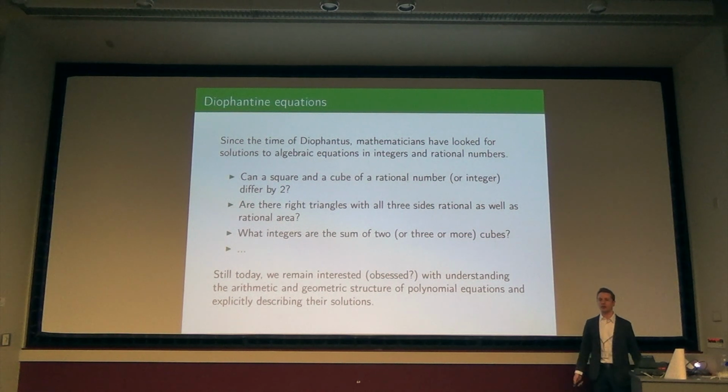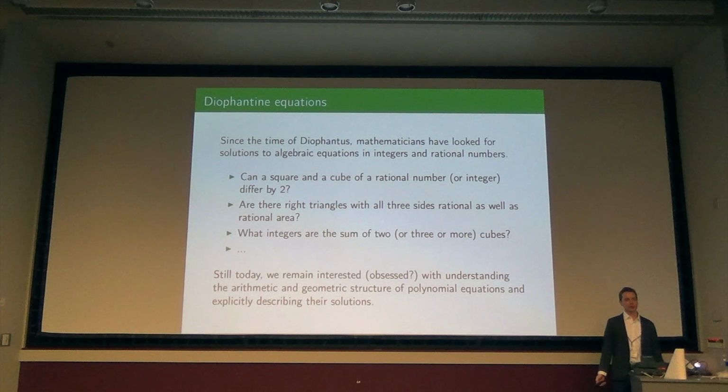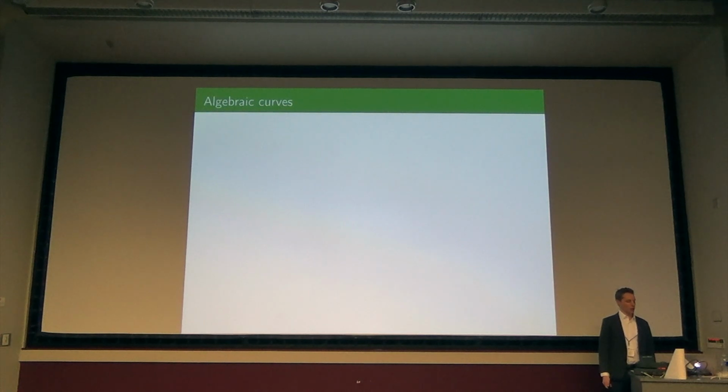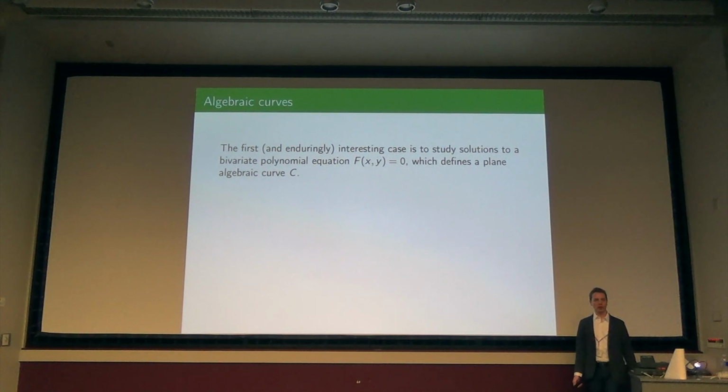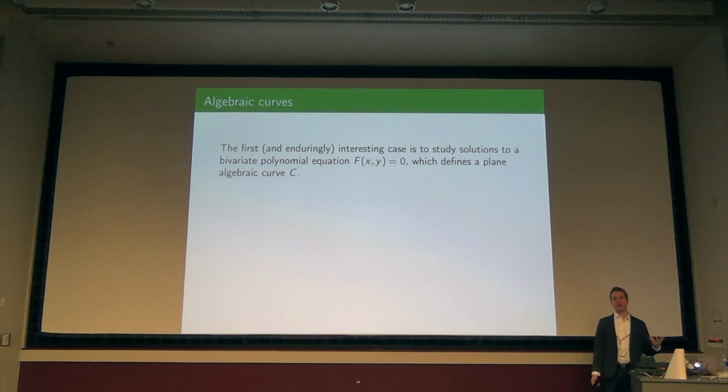Another one that I probably should mention, you guys know other ones too, like Fermat's last theorem, that led to Wiles's proof of modularity of elliptic curves. So this is the area that we're working in. Okay, so how hard is this? Well, the first and enduringly interesting case is when you study solutions to a bivariate polynomial, so a polynomial in 2 variables, and we can think of that as defining a curve in the plane.